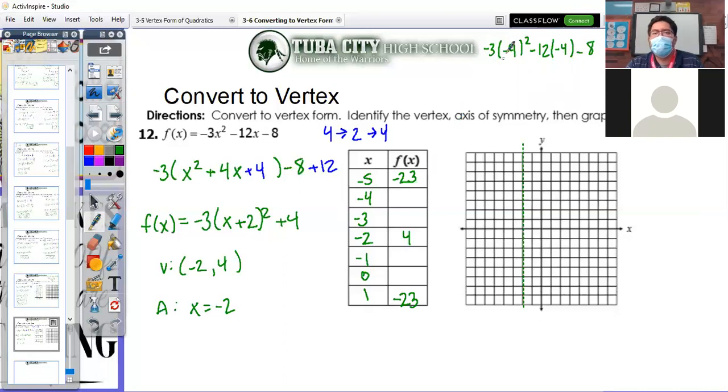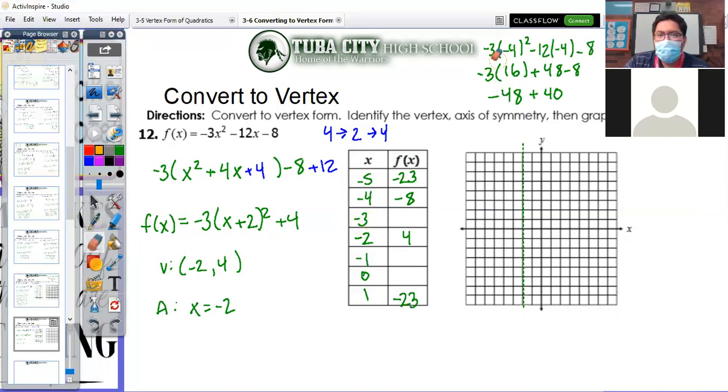So the next one would be 4. Negative 4 times negative 4 would be 16. Negative times negative is positive, and 12 times 4 is 48 minus 8. And 48 minus 8 would just be 40. And then 16 times 3, that'd be 48. Negative 48, sorry. And 40 minus 48 would be negative 8.